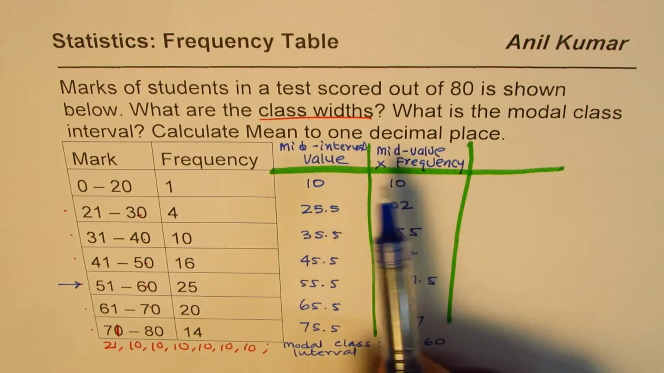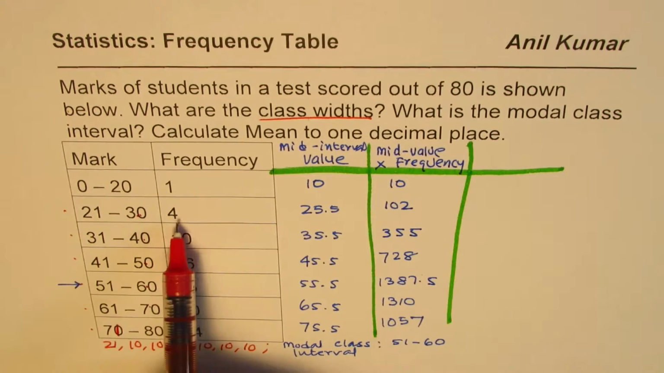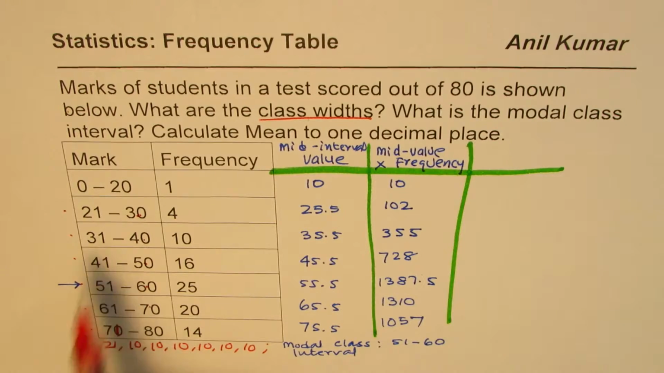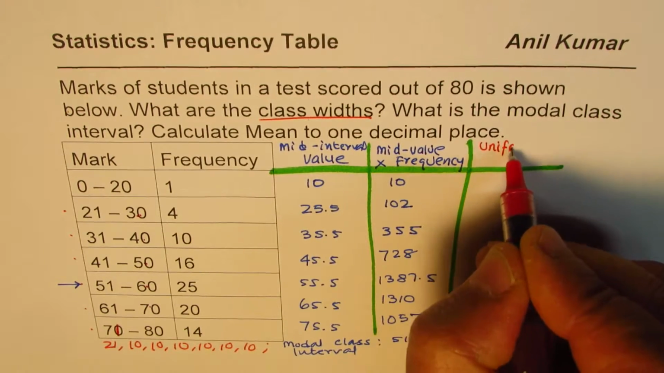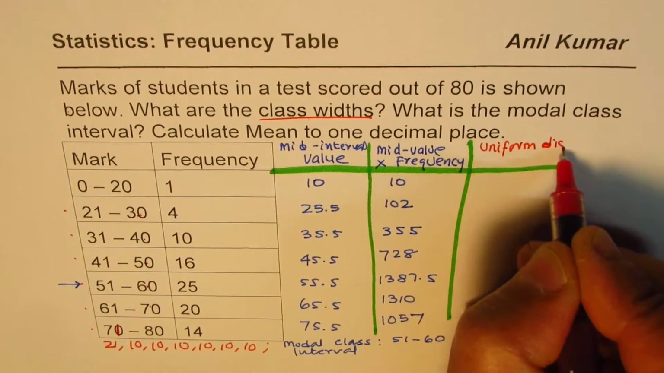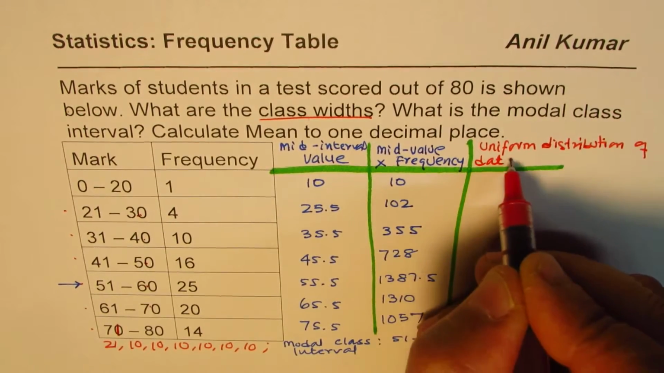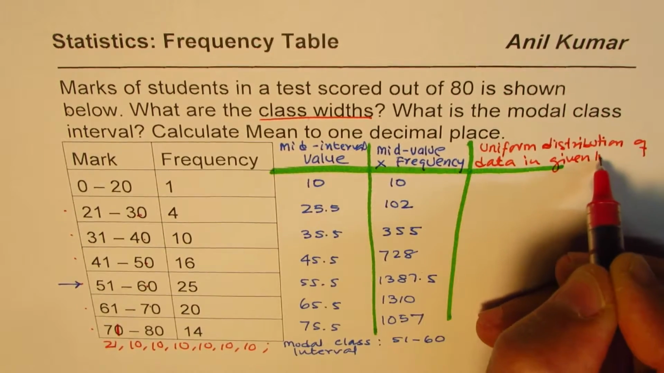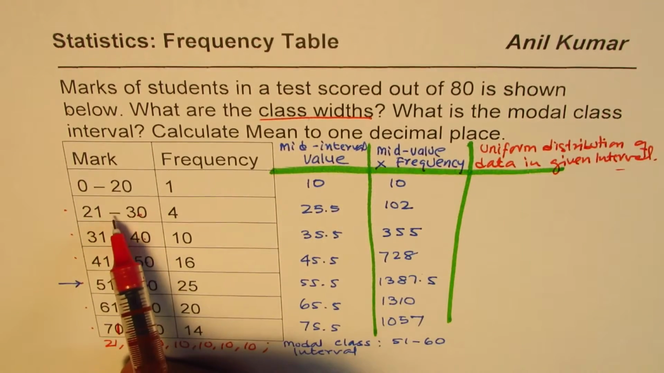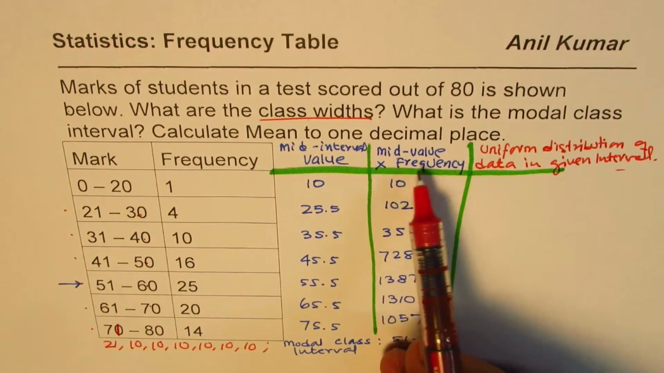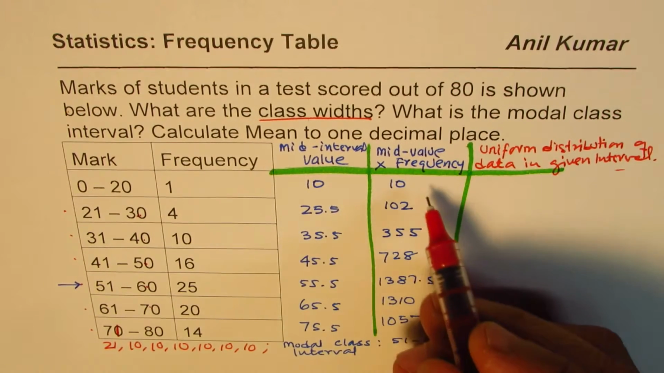Now, it is important to understand that this mean is going to be approximate. What we are assuming at this stage is that the data is uniformly distributed in this interval. These are important points to understand: uniform distribution of data in the given interval. We have assumed that, and based on that, the center value works. Center value times frequency will help us find the mean value.